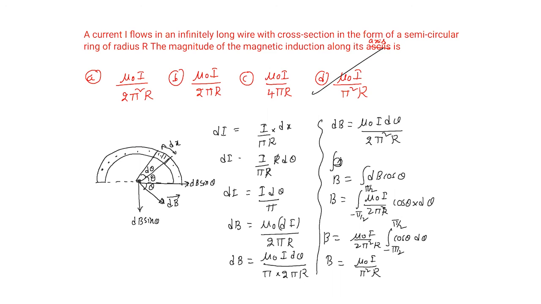Option D. The integral of cos theta is sin theta. Sin 90 minus of minus sin 90 will give 2. That is the value of that integral.